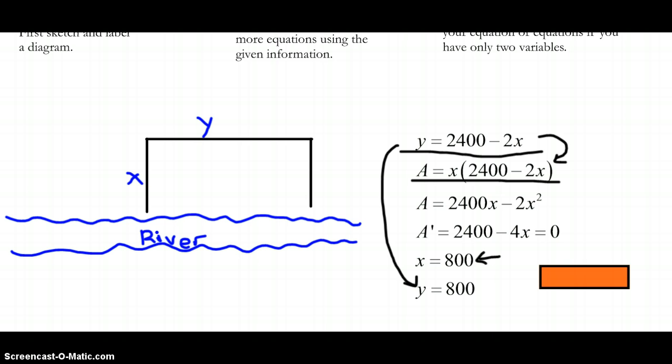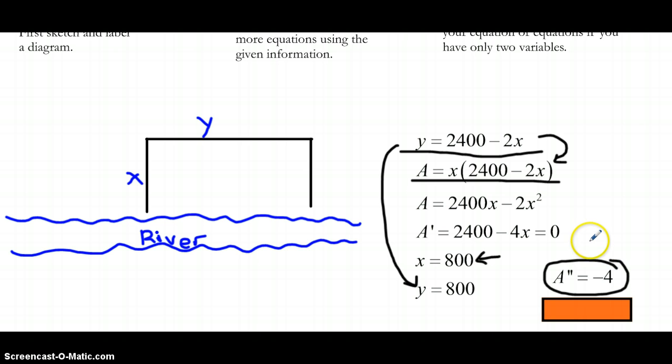I do, however, have to show that this is a maximum area. Okay? I chose to take the second derivative of area, and I found that my second derivative is -4. Therefore, since my second derivative is negative, I have something that is concave down, and therefore I have a maximum area.